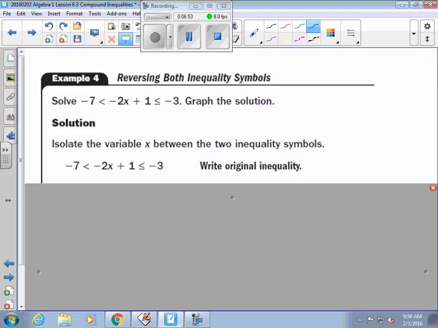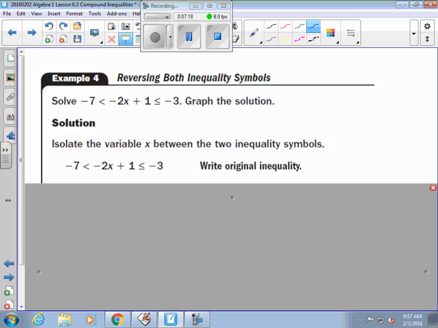Example number 4 is having to reverse both inequality symbols. So negative 7 is less than negative 2x plus 1 and less than or equal to negative 3. So this is an "and" inequality because x is in the middle of two symbols. Again, notice that the symbols go the same direction. They both say less than. One just has or equal to attached to it.